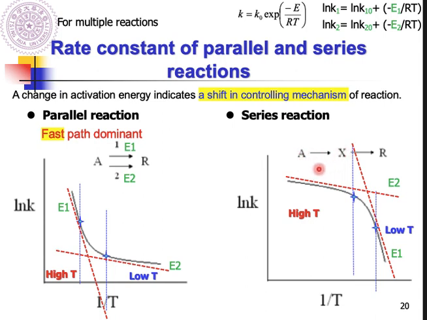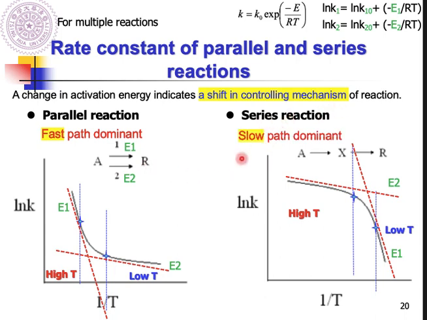If it spends lots of time converting to X, then this time will dominate the reaction rate of the whole reaction to generate product R. So for a series reaction, the slowest one always controls or dominates the reaction rate for the whole reaction. And for a parallel one, A directly generates R, so the fast one usually dominates the reaction rate here.